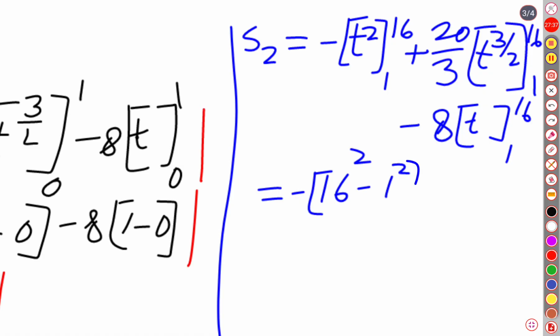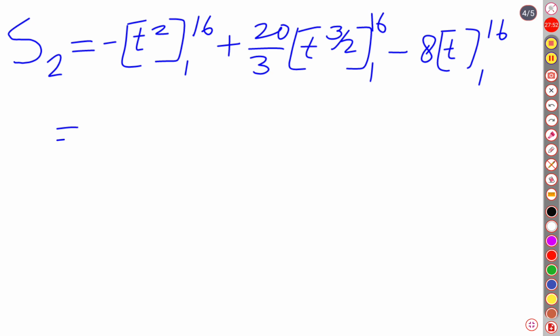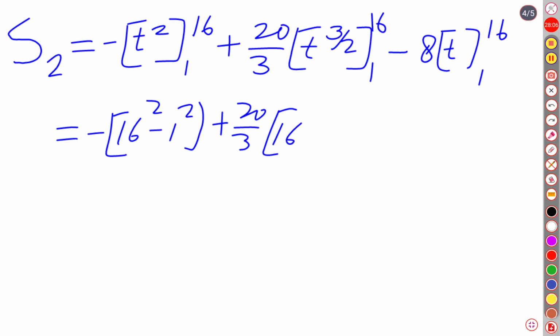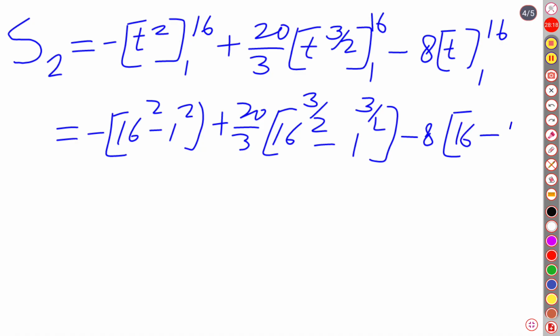Then plus 20 over 3, same goes for this one. Let me write this on a new page actually. Well, this is our expression. So what will we do? Negative, then t is 16, so 16 square minus 1 square, then plus 20 over 3 times 16 raised to 3 over 2 minus 1 raised to 3 over 2, minus 8 times 16 minus 1.